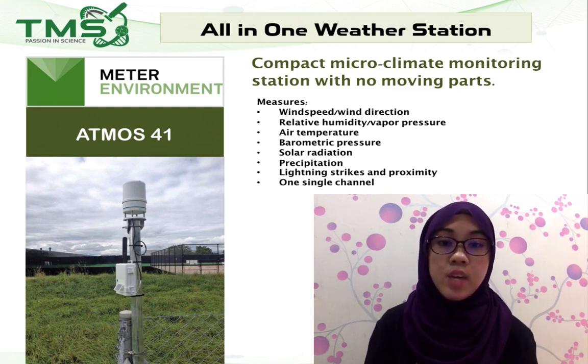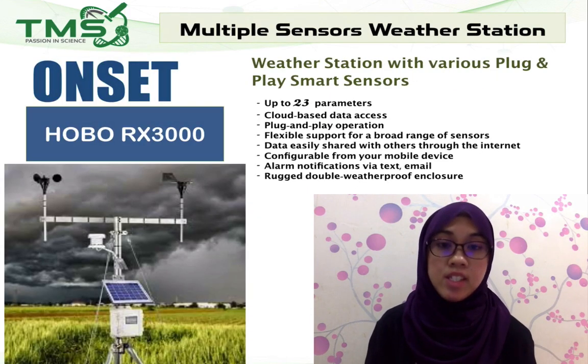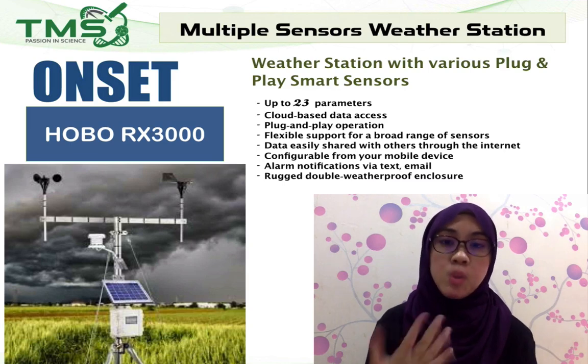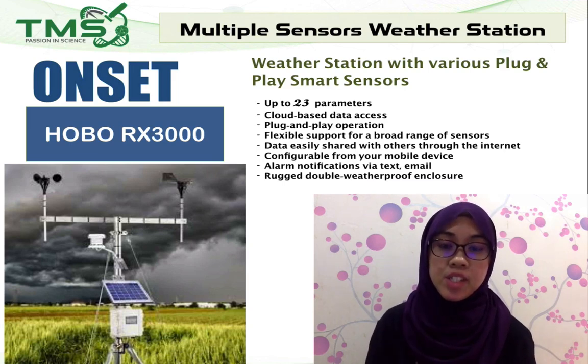Okay, next we have a mix and match sensor from ONSET. We have a multiple sensor station, or we can also call it a customization weather station. Why we call it a customized weather station is because you can choose your own sensor. Once you know what parameter you want to measure, you can choose the sensor.